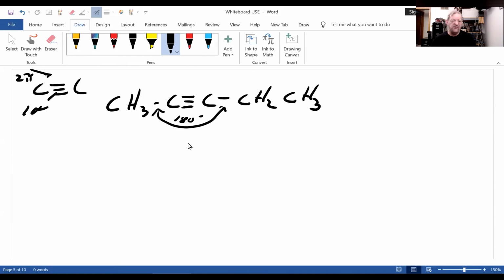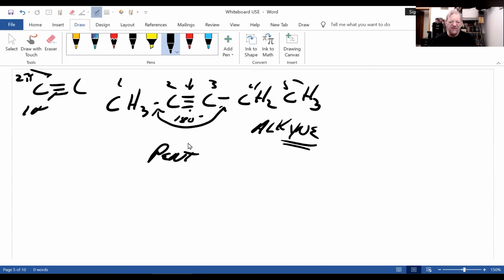How many carbons in the longest chain with the triple bond? Again, when you look at an organic molecule, look for what's different. What's not a single bond, what's not carbon or hydrogen. 1, 2, 3, 4, 5. That was an alkane. That would be pentane. But it's a triple bond, it's an alkyne.